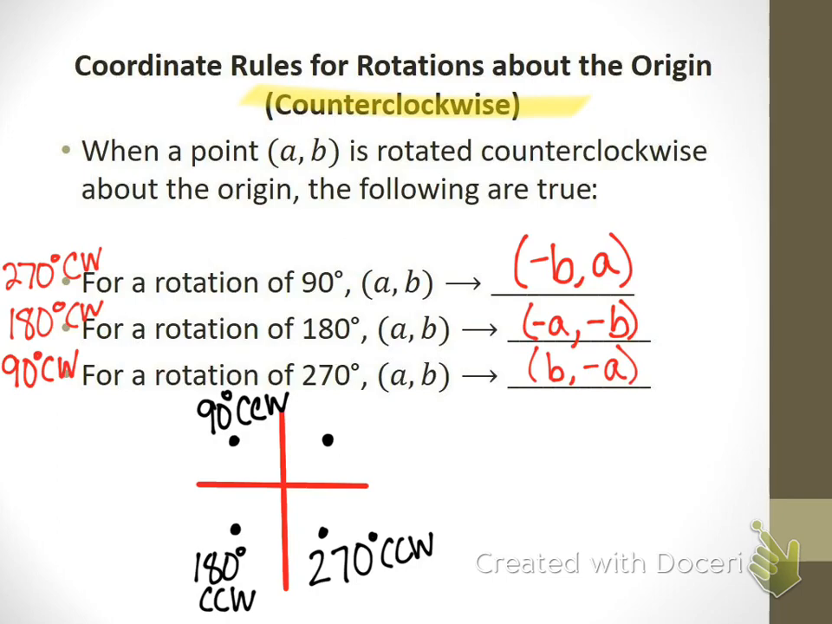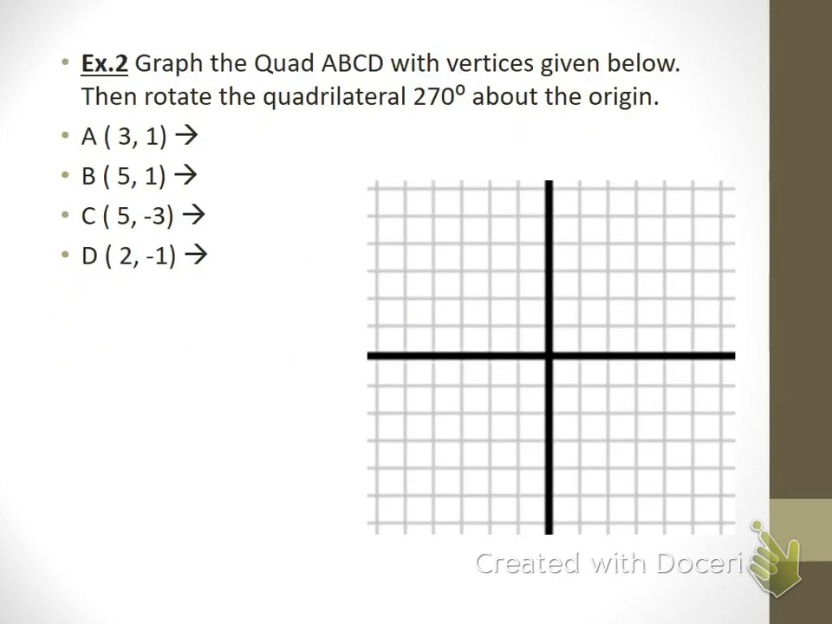Okay, are we ready for that example down at the bottom? All right. Graph the quadrilateral ABCD with the vertices given, then rotate it 270 degrees about the origin. So we are going to assume that they mean counterclockwise unless they state other than that. Okay? Assume counterclockwise if that's how your book is working with it. So let's go ahead and translate our points, and then we can graph both images.